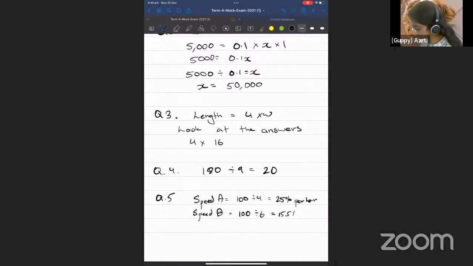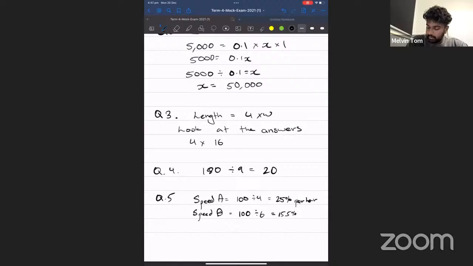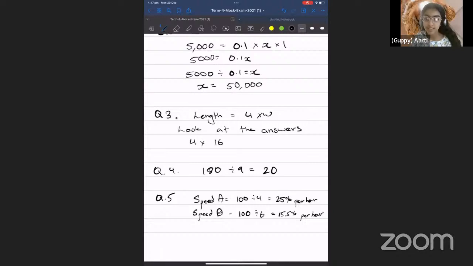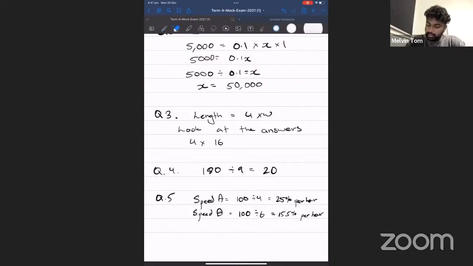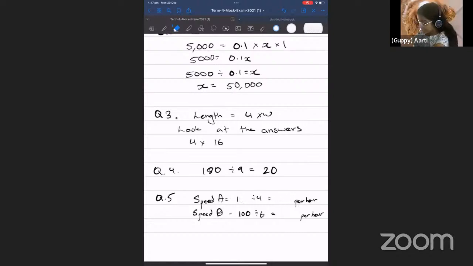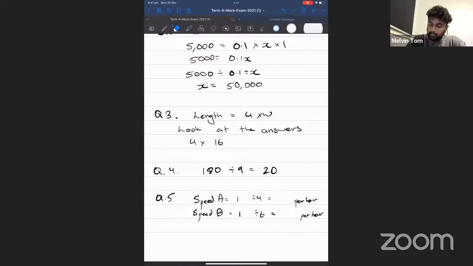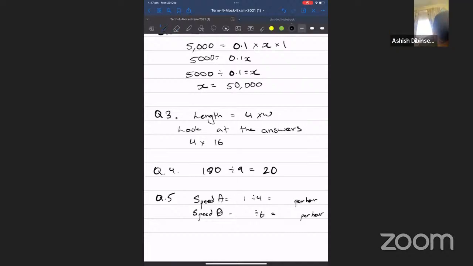15.5. Is that correct? Hold on. No, I don't know. Just do 100 divided by 6 on the calculator. Wait, why are you putting it in percentages? Oh, sorry, 16. Yeah, you're right. I should just leave it as fractions. Yeah, it's confusing. All right. What's 100% as a number? 1. So it's 1/4 per hour, and then it's 1/6 per hour.